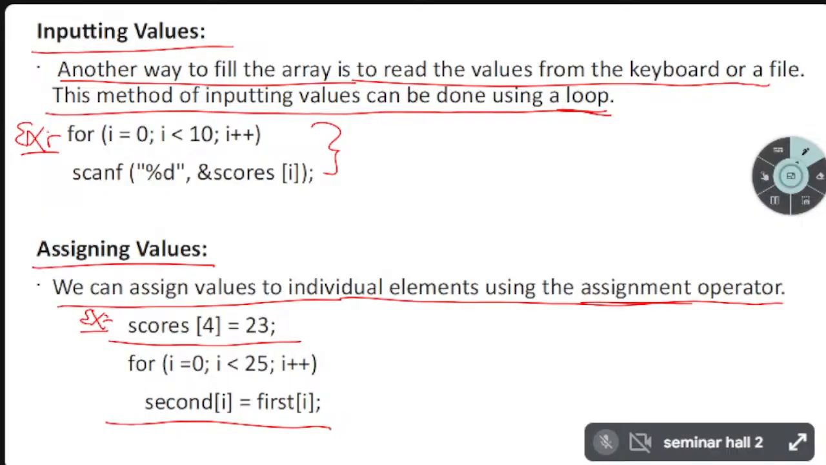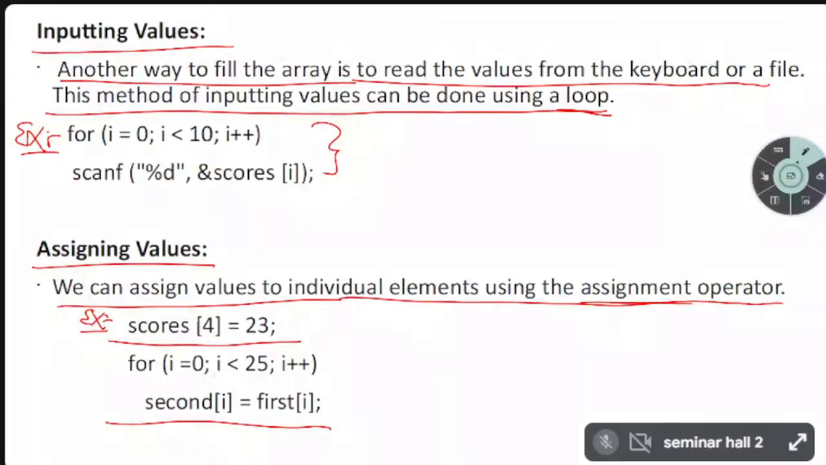Assigned to scores of 4. Scores of 4 means the fifth element, right? Okay. Don't confuse with this number 4 and 4. At the time of declaration, it is a size. In other places it acts as an index. Index 4 means the fifth element. 0 means the first element, 1 means the second element, 4 means the fifth element.